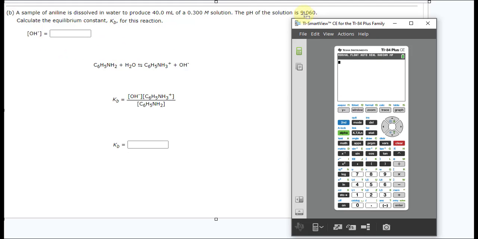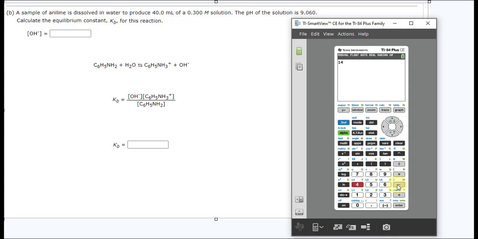Now, to get the hydroxide ion concentration, you've got to be careful. And that's where the trick is on this, because they give you the pH. A common mistake is people will quickly take the second function, anti-log of negative 9.06, and mistake the hydrogen ion concentration for the hydroxide. So no, we're not going to do that. We don't want to use the pH. We want to use the pOH.